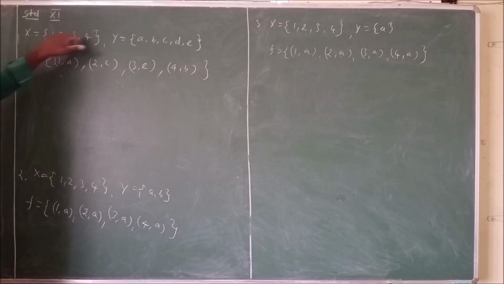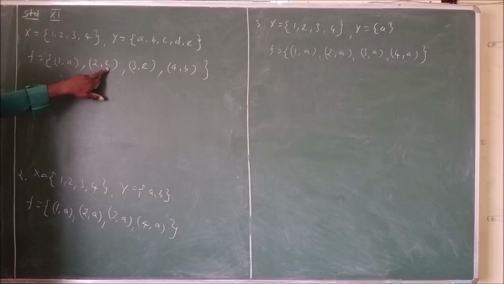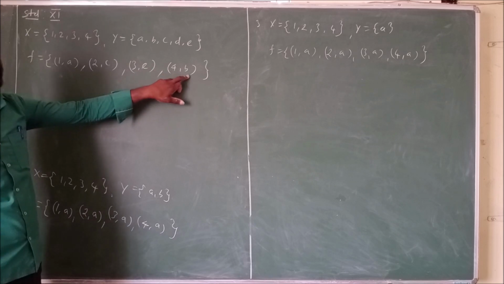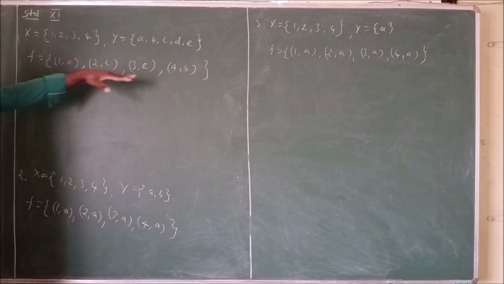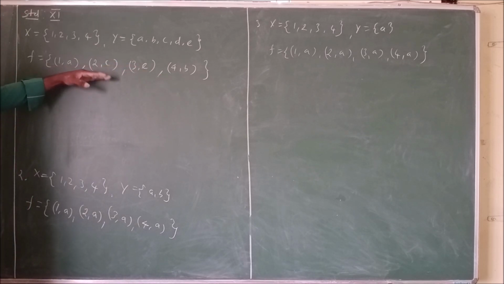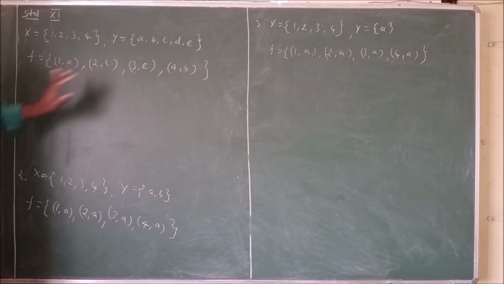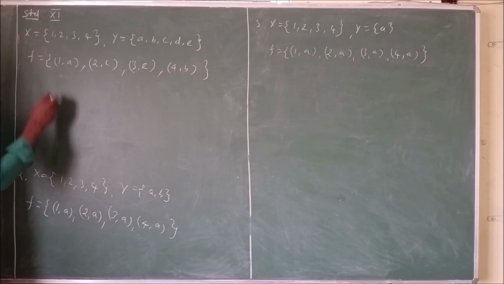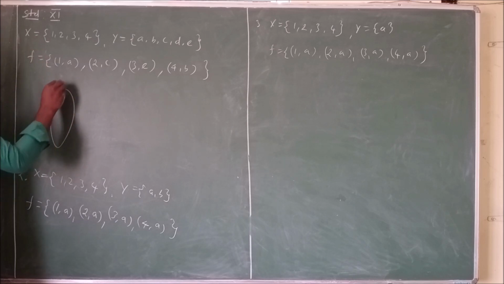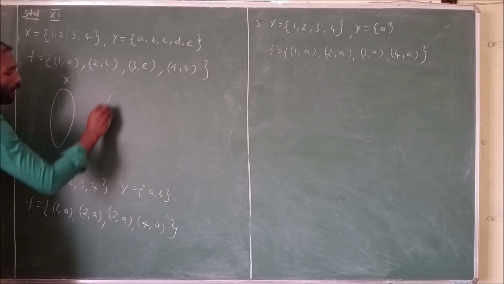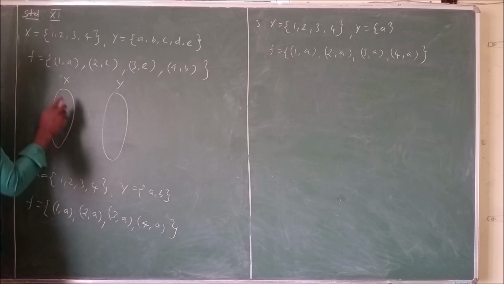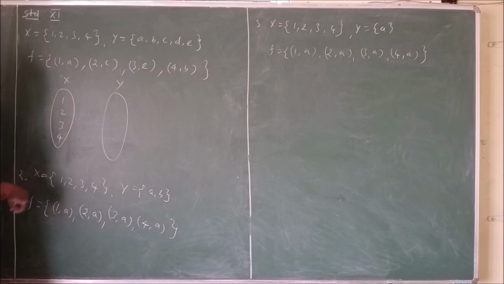X is the domain and Y is the codomain. F is the function already defined: 1 to A, 2 to C, 3 to E, 4 to B. What type of function is this: one-to-one, onto, constant function or identity function? We have to check it. First, X is the domain and Y is the codomain. So X has the elements 1, 2, 3, 4.